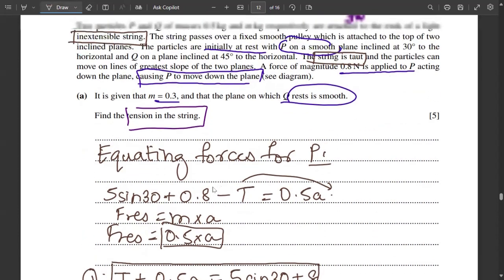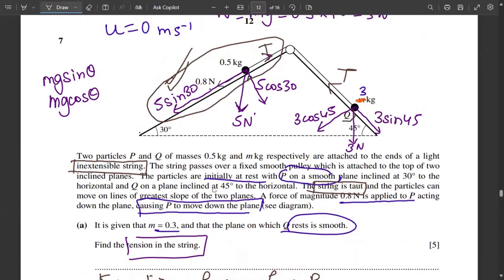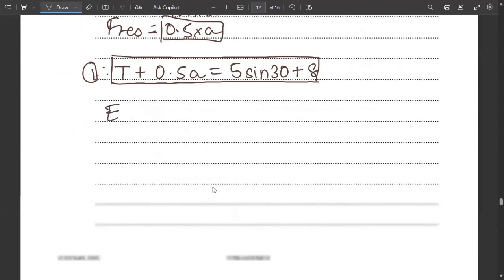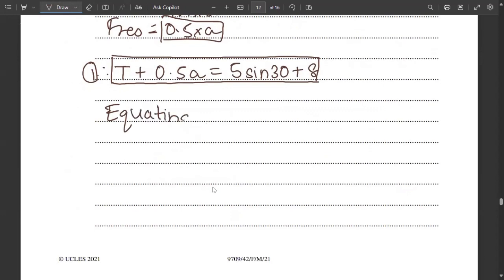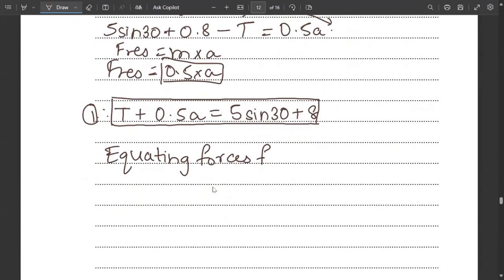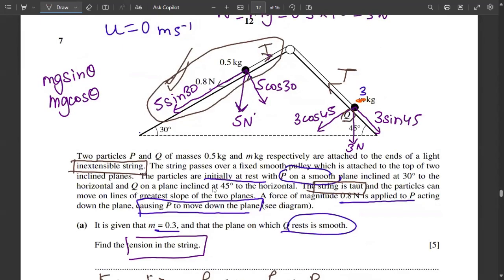Now let's equate forces for Q. So this direction will be considered positive because here we considered this positive. So this and this correlate to each other. What you are taking as positive should not change in the entire question. So this T will be positive.